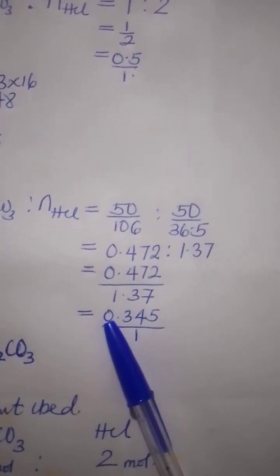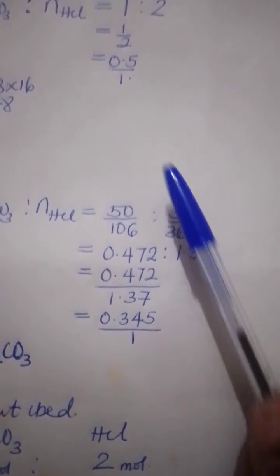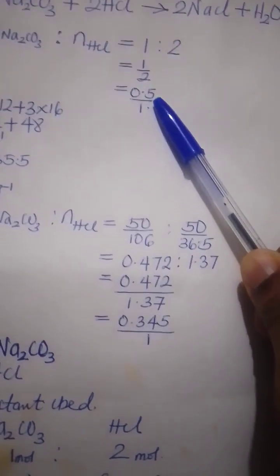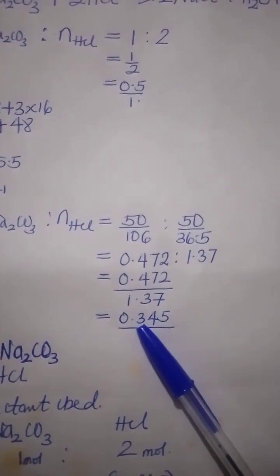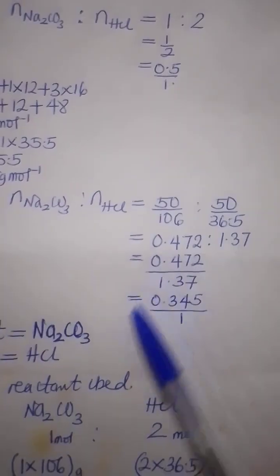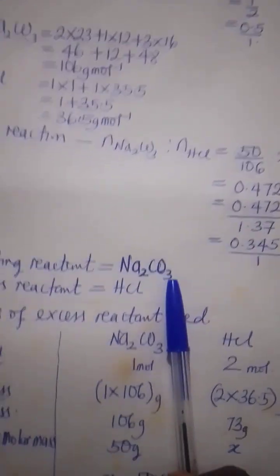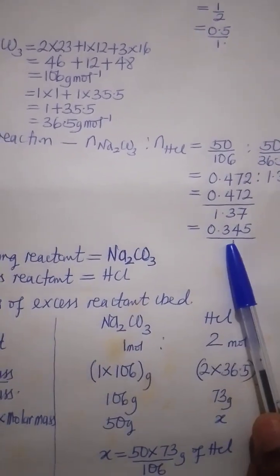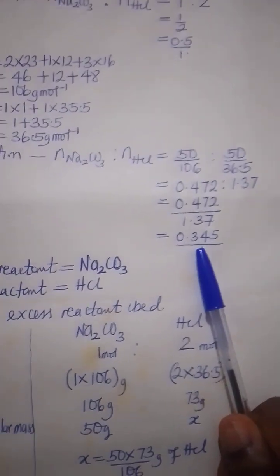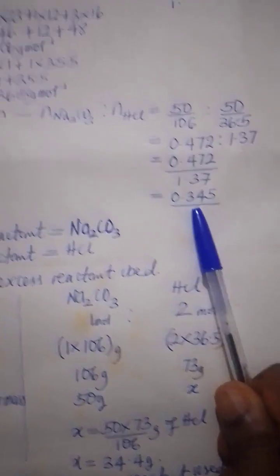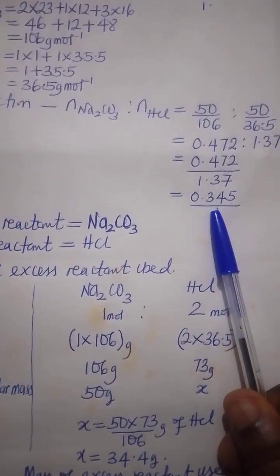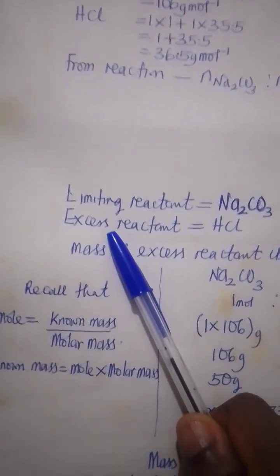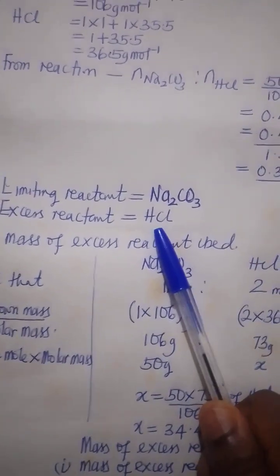If you look at it properly, comparing the values, for sodium trioxocarbonate 4, we have 0.345. For the reaction, the equation is saying we need 0.5. Therefore, since we don't have up to 0.5, it means that sodium trioxocarbonate 4 is the limiting reactant. In other words, that is the reactant that determines how far the chemical reaction can occur. That is the reactant that is used up, and once it is used up, the whole reaction comes to an end. Hence, the other reactant becomes the excess reactant.